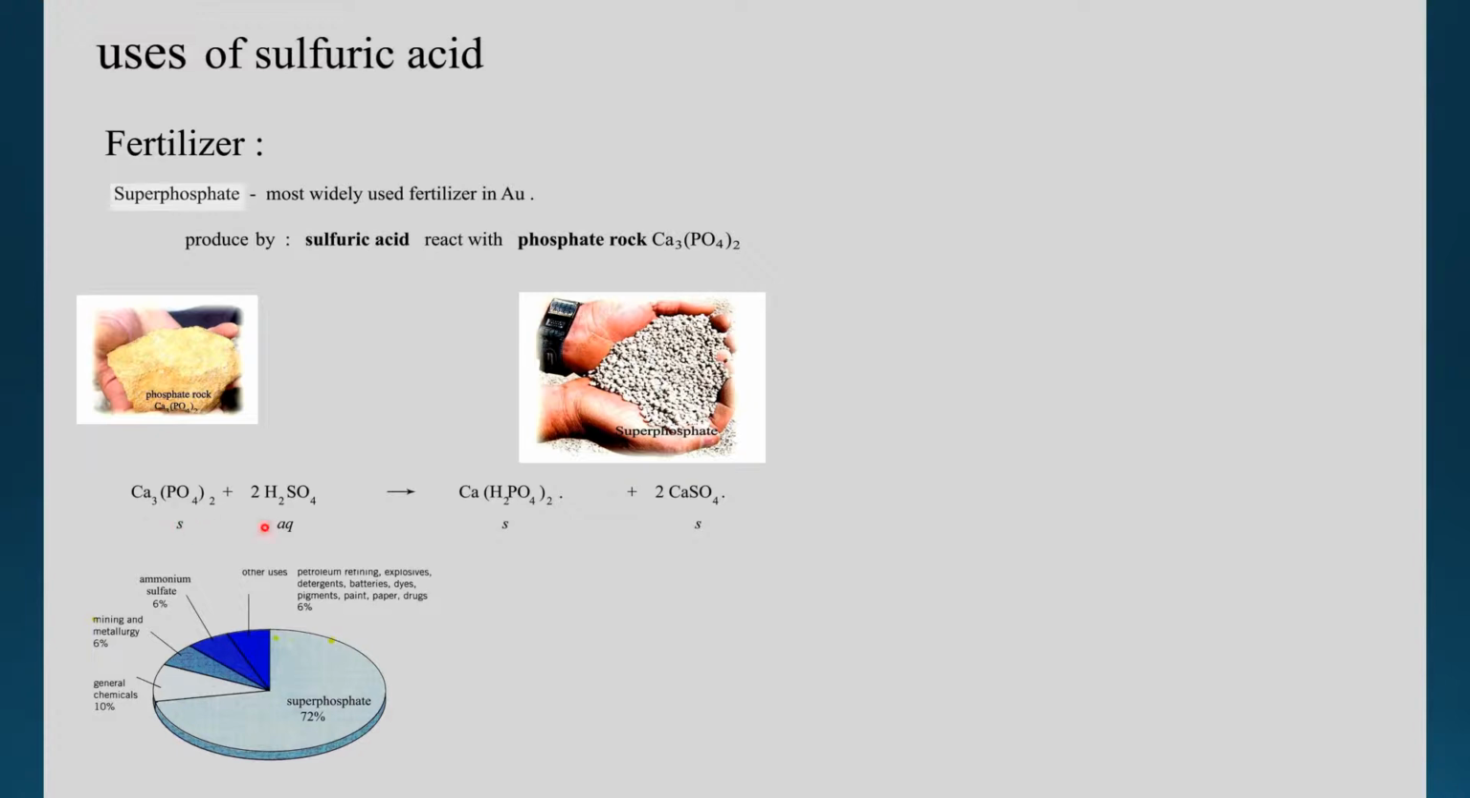But if you boil the rock with concentrated sulfuric acid, you end up with soluble calcium hydrogen phosphate and calcium sulfate. They are both soluble, and this is superphosphate. And so the plant can have the fertilizer, which it can absorb: calcium phosphate and calcium sulfate.